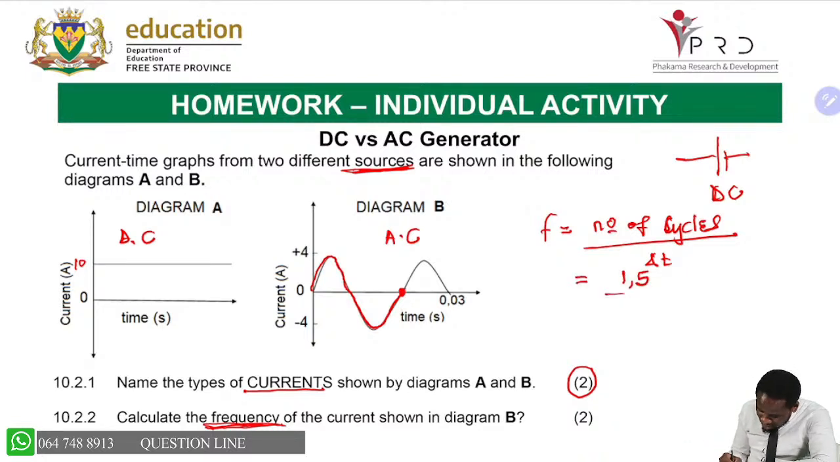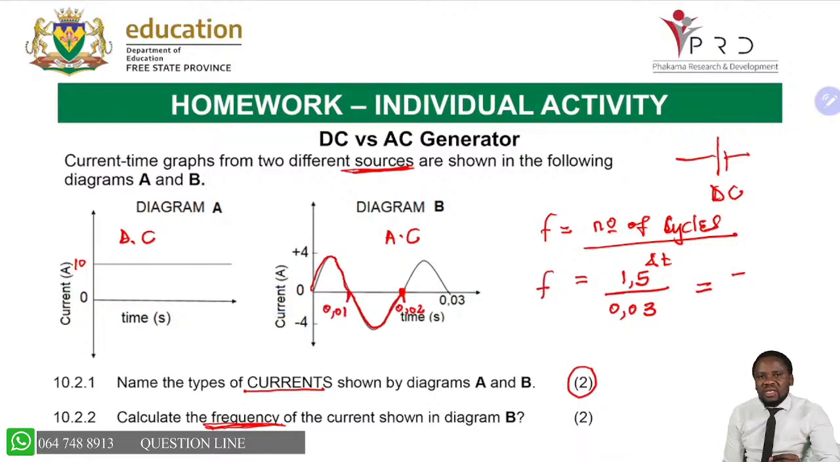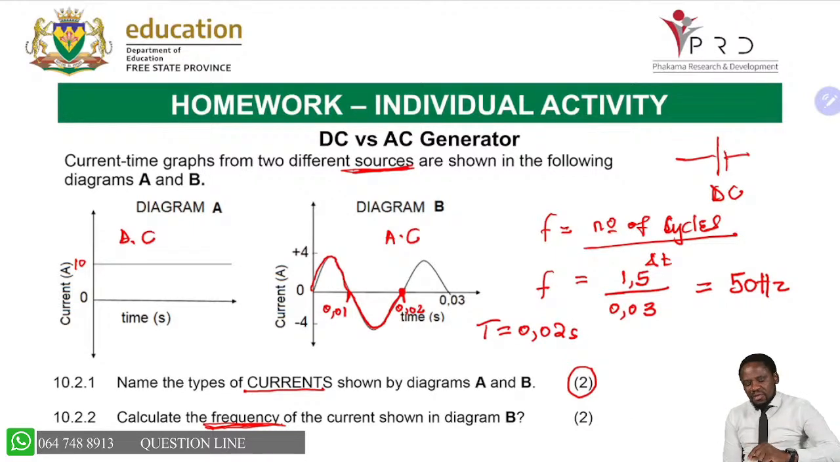Now, period, according to this graph, our period is 0.02 seconds. Let's break it down. What do we mean when we say our period is 0.02 seconds? It says for this AC source or AC generator, it takes 0.02 seconds to complete one full cycle. And we know that f is equal to 1 over T.